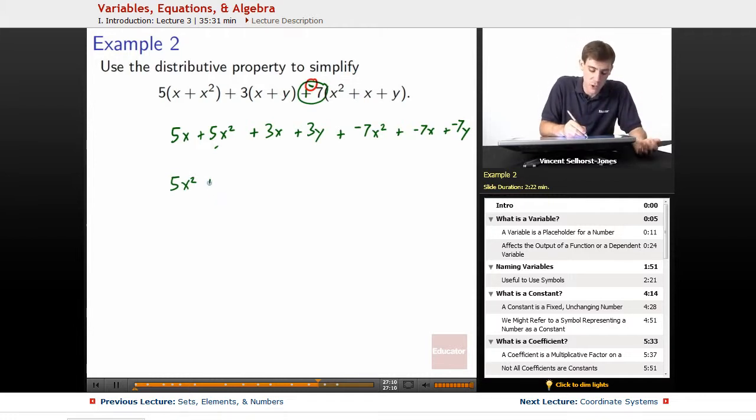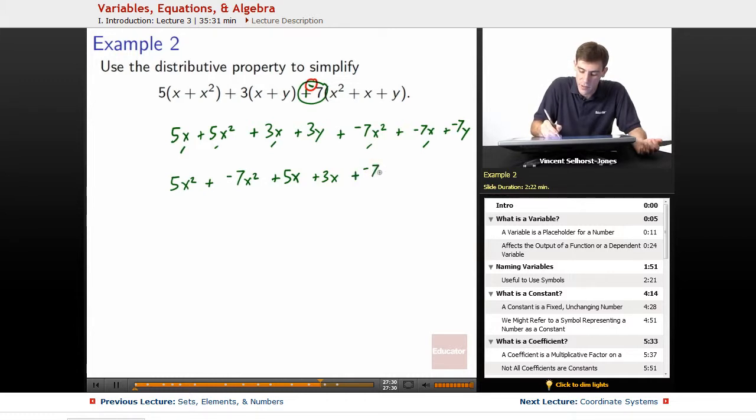So 5x squared plus, what's another thing involving x squared? Minus 7x squared. So minus 7x squared. Plus, what comes next? Looks like we can work on the x's next. So 5x, tick there, plus 3x, tick there, plus negative 7x. And then finally, we've got the y's, plus 3y, plus negative 7y.